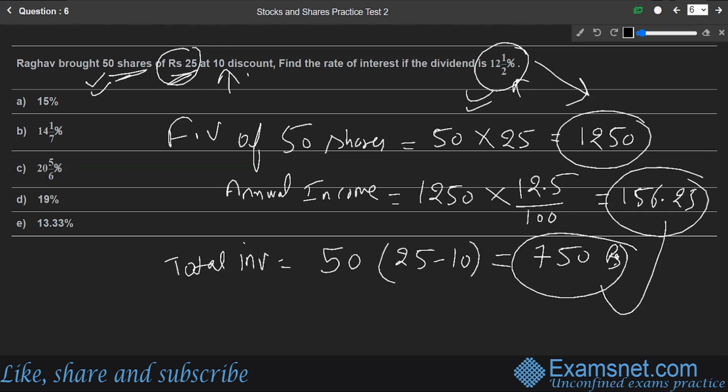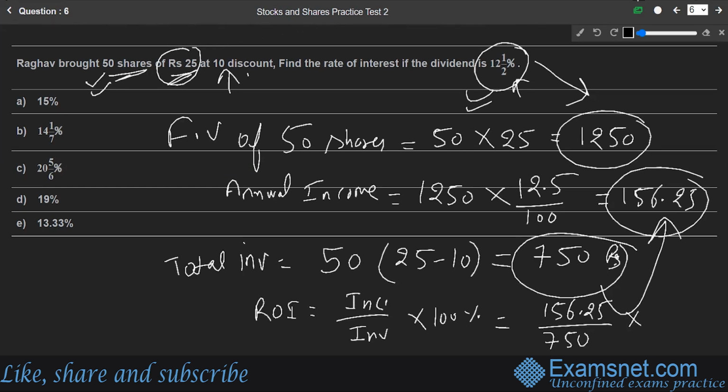Over this investment, an income of 156.25 is being received. So what will be the rate of interest? Whatever the income is, of what percent of total investment, that is the rate of interest. So rate of interest is nothing but income divided by investment into 100%. Income is 156.25. Investment is 750 rupees into 100%. That's what we are supposed to solve.